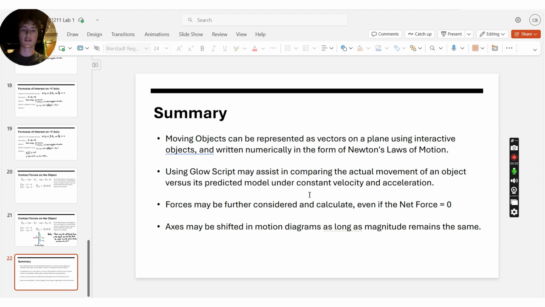Forces may be further considered and calculated even if the net force is zero, meaning there are other forces that can be part of the system that are just not represented because they cancel out. And axes may be shifted in motion diagrams as long as magnitude remains the same, as long as the people interpreting your results understand that there's been an axis shift, and all vectors can be represented accordingly and adjusted.